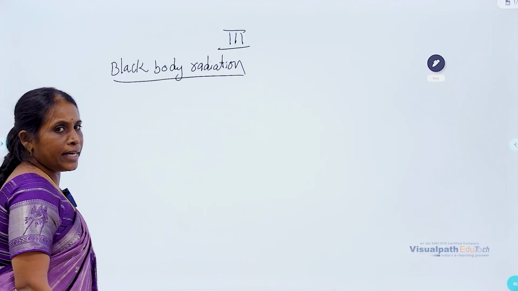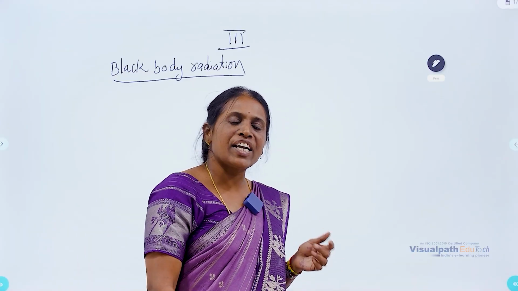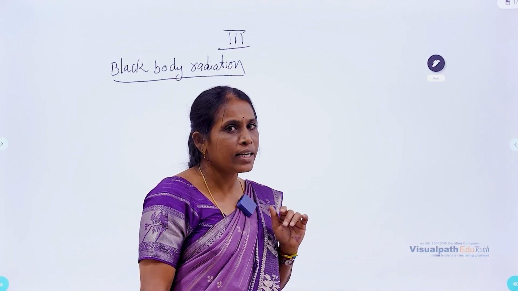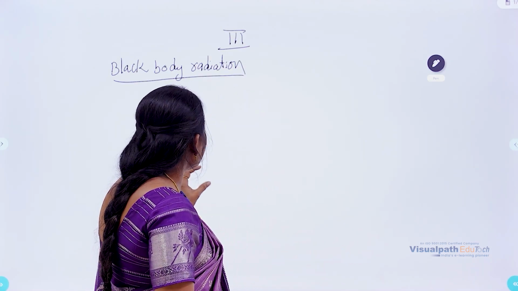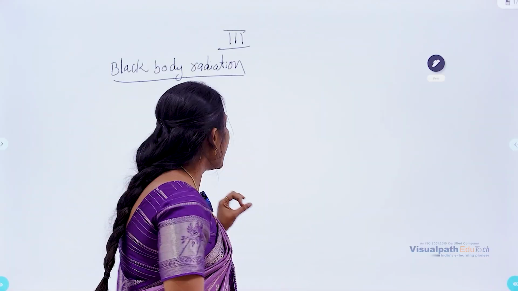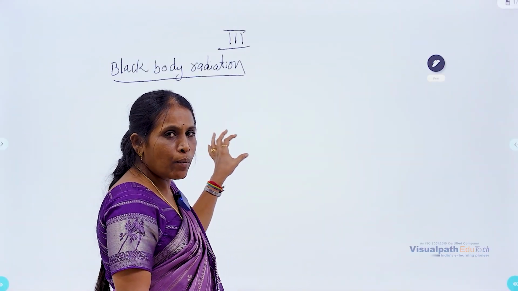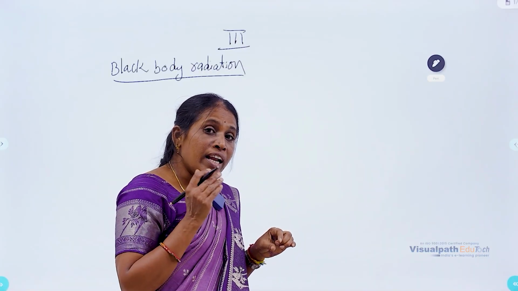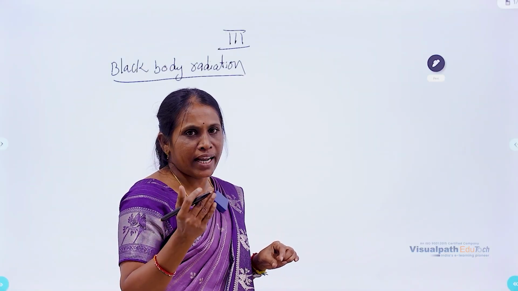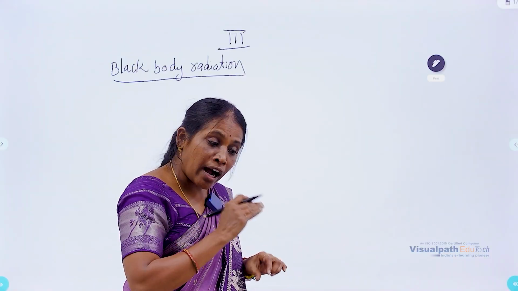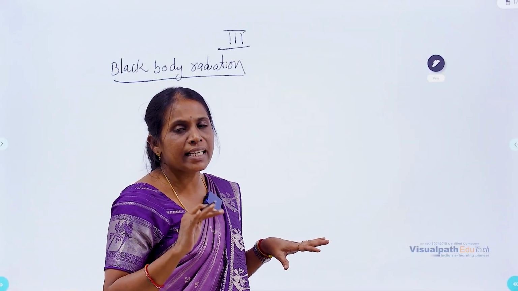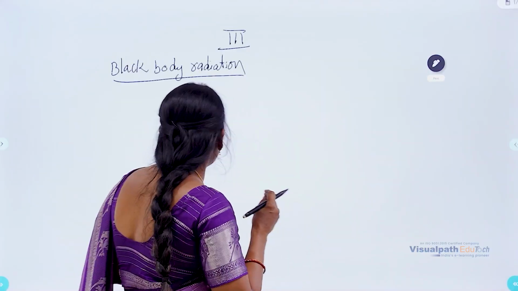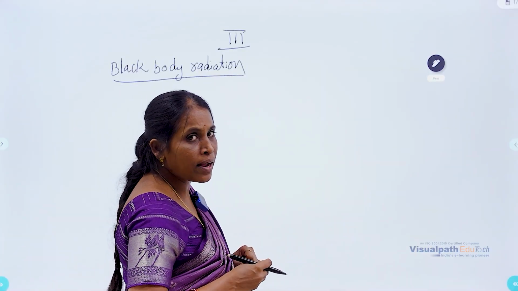A body emits radiation, so those radiations appear black in color, so it is known as black body radiation. Why do these radiations appear black? In a black body, the visible light is absorbed rather than reflected. Due to that reason, the surface appears black in color. So black body radiations appear black in color.